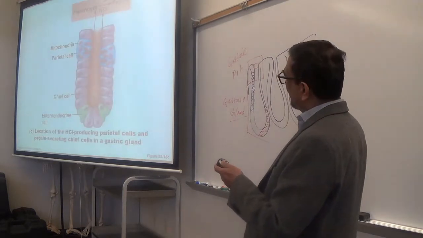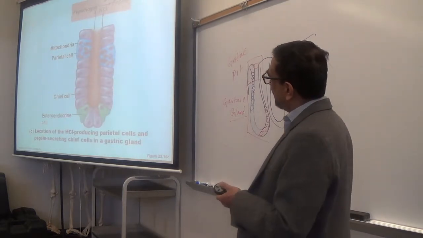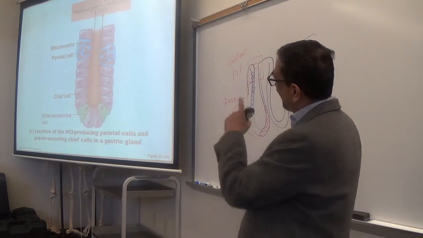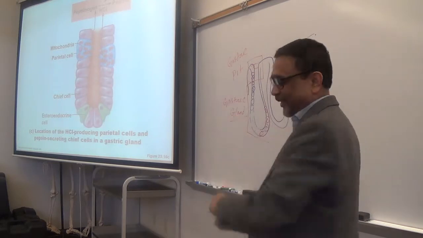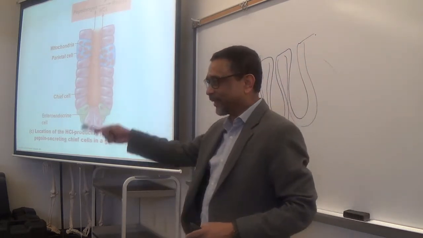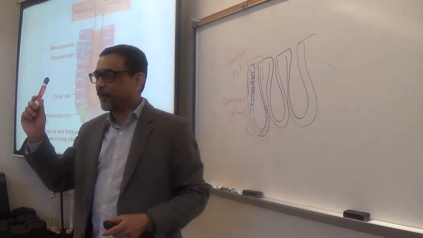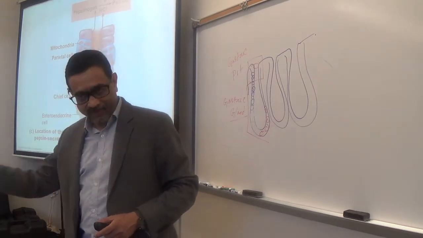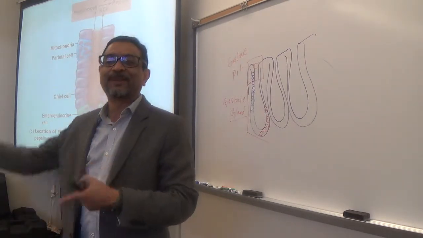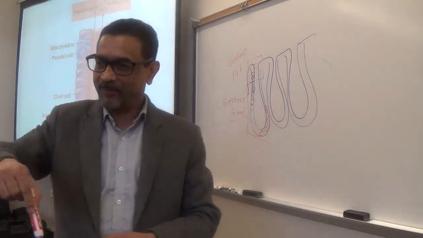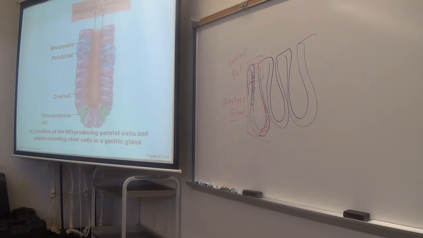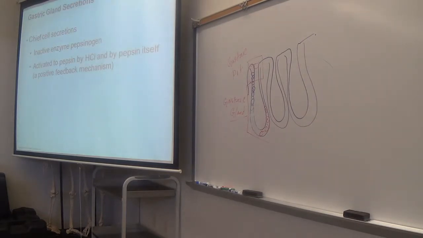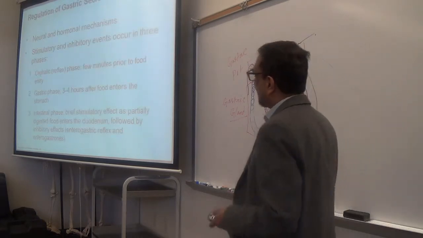Now, this is also interesting. After pepsin is formed, that pepsin then also works on pepsinogen to convert it to pepsin further. So it's like positive feedback. Okay. So hydrochloric acid will convert inactive pepsinogen to active pepsin, right? Then active pepsin will also work on inactive pepsinogen to convert it to pepsin. That's why it is called a positive feedback mechanism.